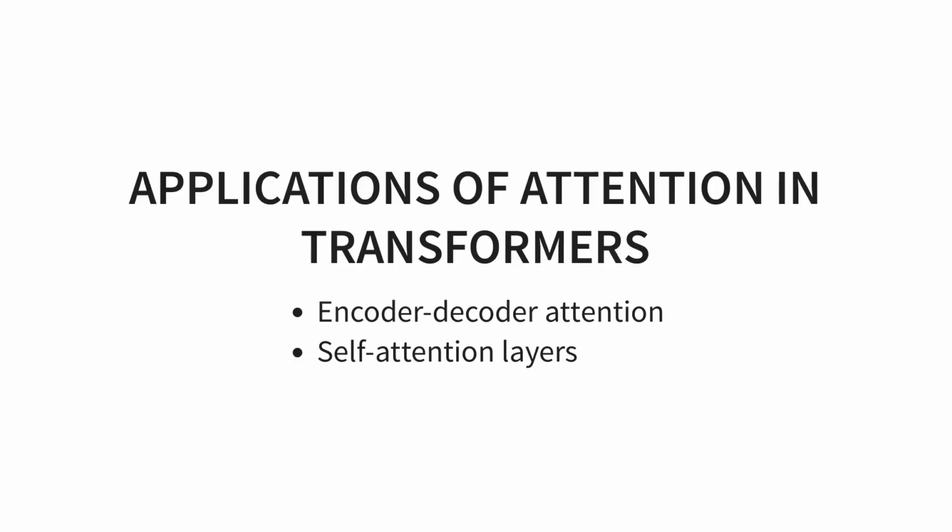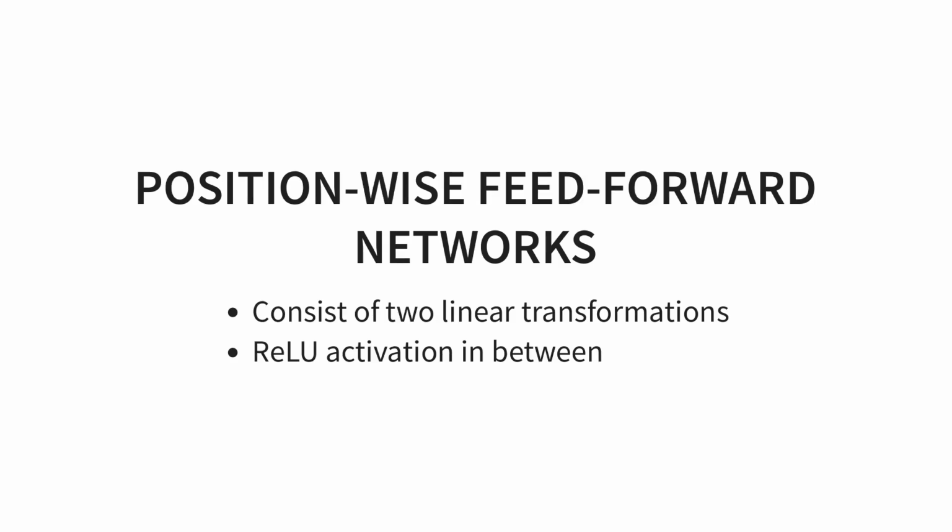Attention mechanisms in the transformer are used in multiple ways. Encoder-decoder attention allows each position in the encoder to attend to all positions in the previous layer of the encoder. Self-attention, on the other hand, lets each position in the decoder attend to all positions up to and including that position. Each layer in the transformer's encoder and decoder contains a position-wise feed-forward network.